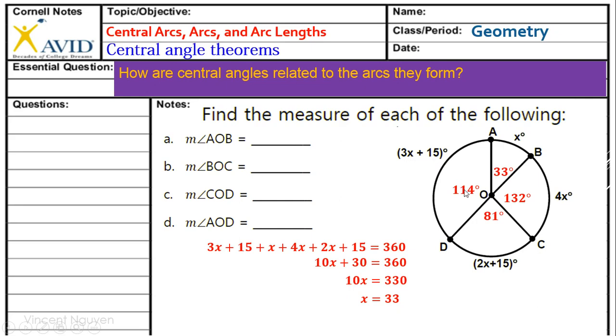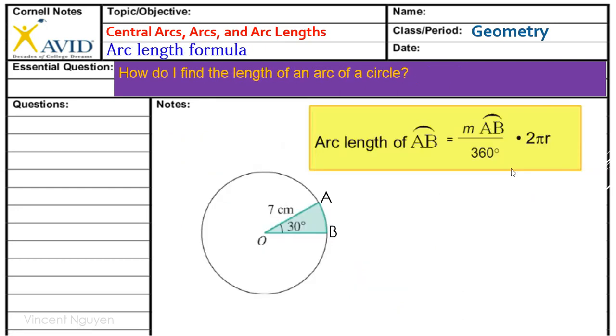Okay, so, right? 99 plus 15, 114. Okay. So now, if you don't trust yourself like me, I doubt myself so much all the time, you can add all of these up and make sure that equals 360. Okay. So fill in your answers and move on.